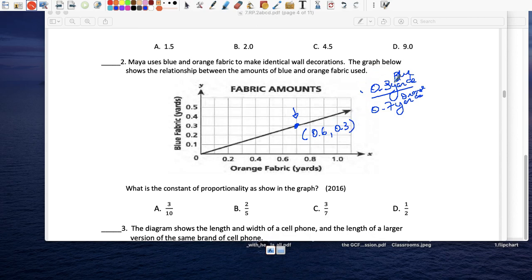So when we find the constant of proportionality, we do y over x. So 0.3 goes on top, and 0.7, sorry, goes at the bottom, which is what I did over here. Now that looks like this one, which we can simplify by multiplying top and bottom by 10. I get rid of the decimals and get 3 over 7.